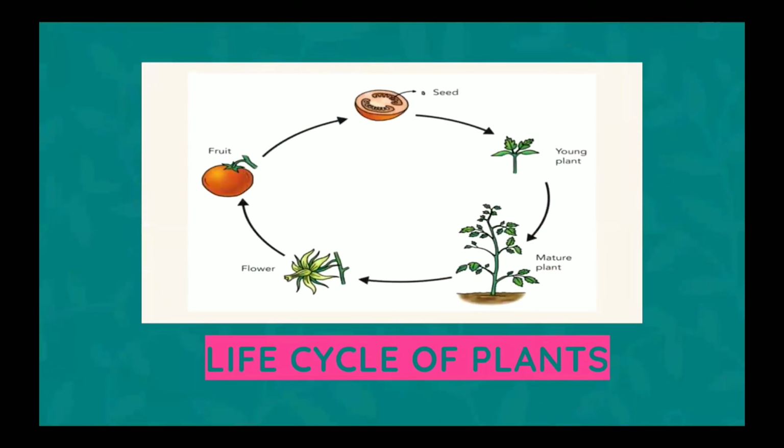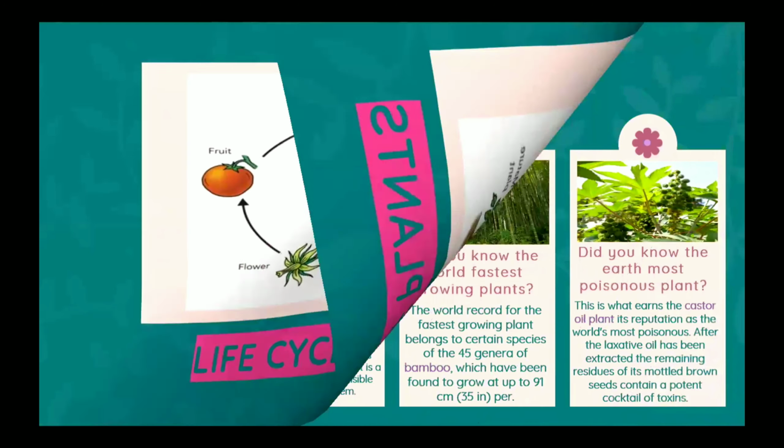Okay, as you can see, this is the life cycle of a plant. Seed, young plant, mature plant, it will form a flower, then fertilization and pollination will occur, then form a fruit, then seed, and the life cycle of a plant continues over again.